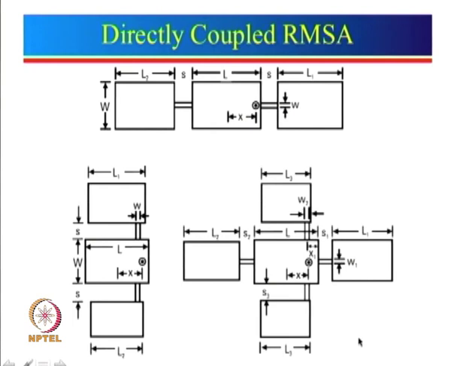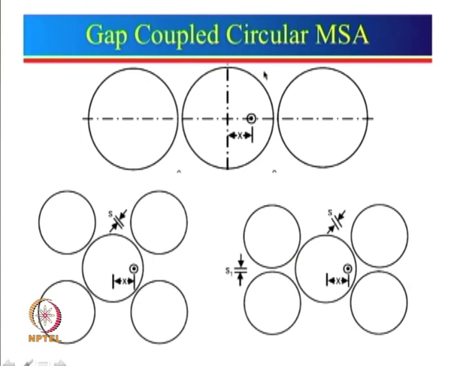So it's your choice. Let's now move to the next configuration, which is the gap coupled circular microstrip antenna. Here we have a circular patch, and two patches are put on the left and right side, just like the radiating edge here.